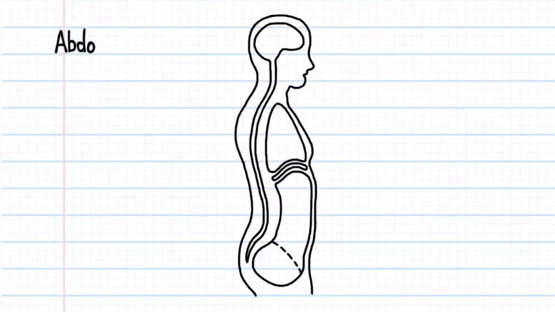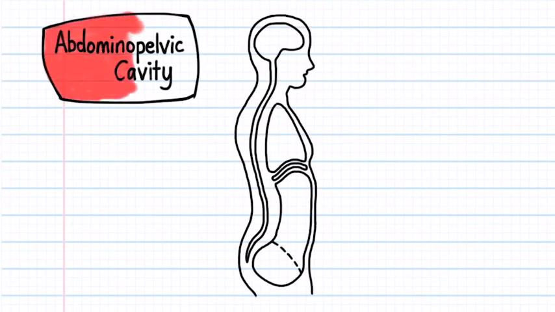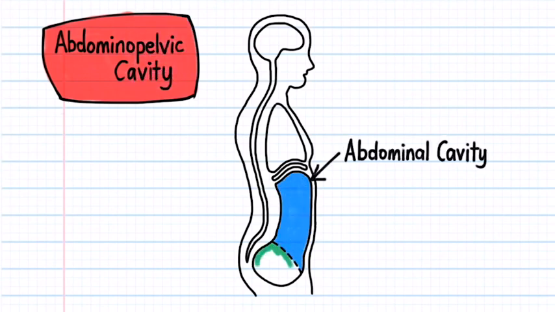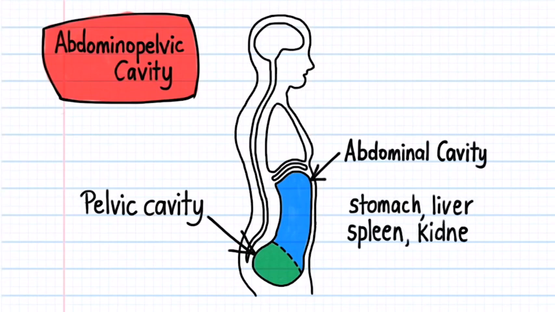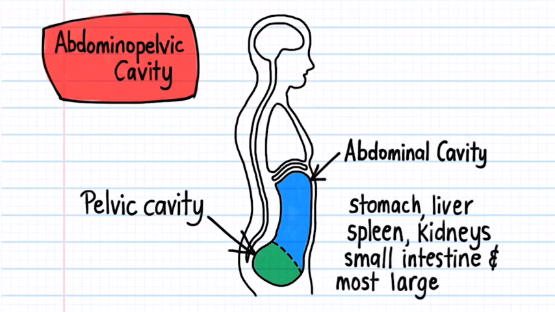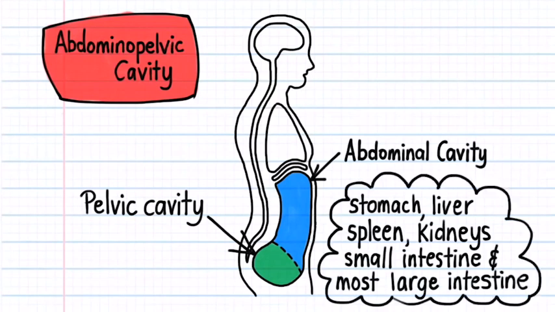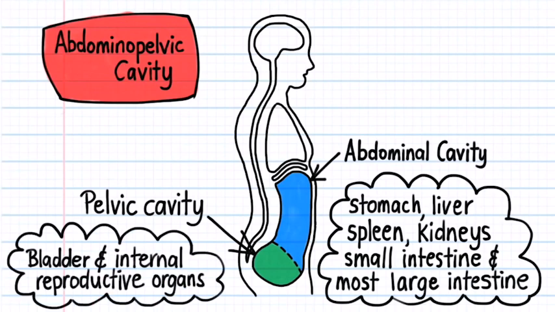The abdominopelvic cavity can be subdivided into a superior abdominal cavity and an inferior pelvic cavity. The abdominal cavity contains the stomach, liver, spleen, kidneys, small intestine and most of the large intestine. The pelvic cavity contains the bladder and internal reproductive organs.